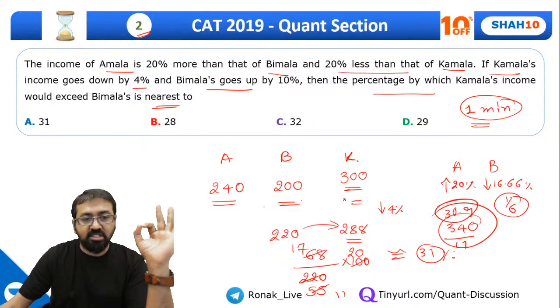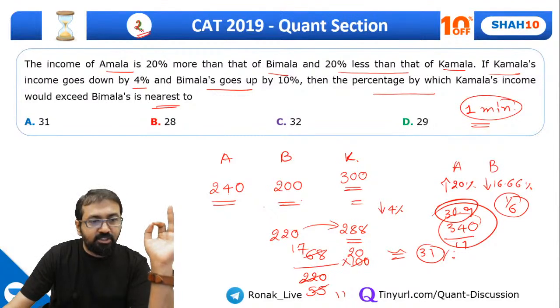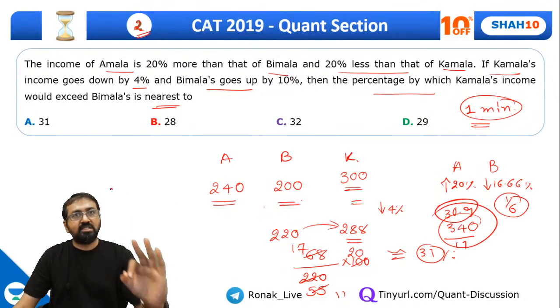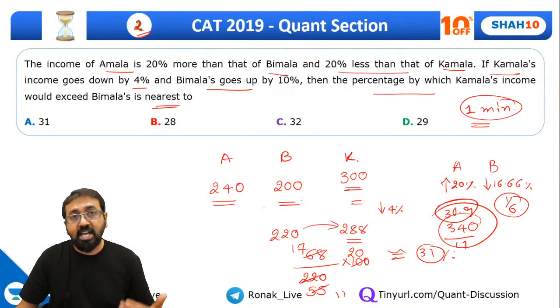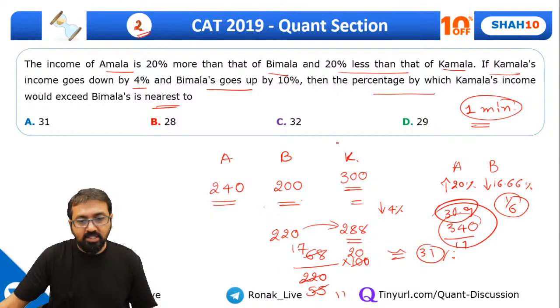It was this simple question, so that's why I have highlighted it with a green color. All the green color questions are easy, and just keep track of how many green color questions there are. So the answer is 31, that is option A.